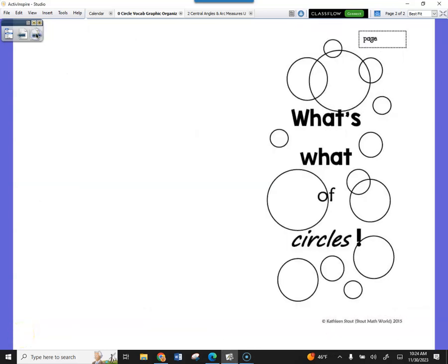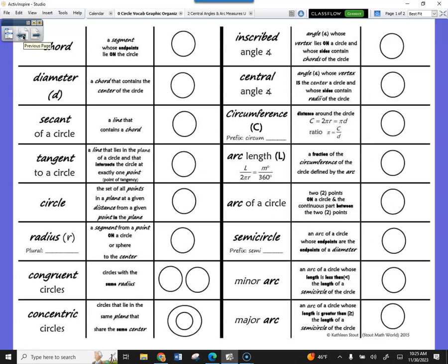Okay, so this paper is 76. And it's what's what of circles. We're just going to call it circle definitions because that's just easier. It is an organizer of all the vocab words that come up with circles, followed by the definition, followed by a column where we're going to draw an example of it. It is a flip book, but you don't have to treat it as such.